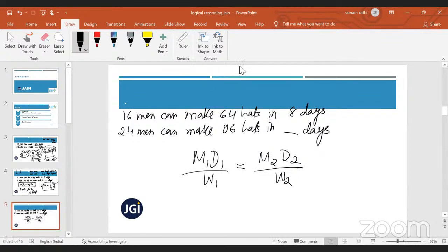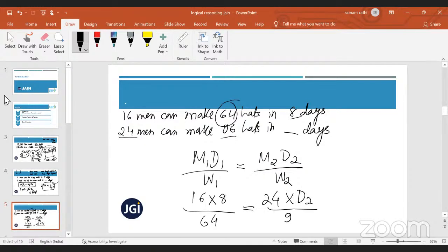Put the values in it. 16 into day 1, 8, upon work 1, 64, is equals to M2, 24, into day 2, which we do not know, upon work 2, 96. So from here you can calculate. So calculate that.